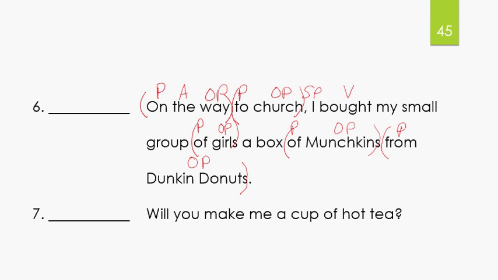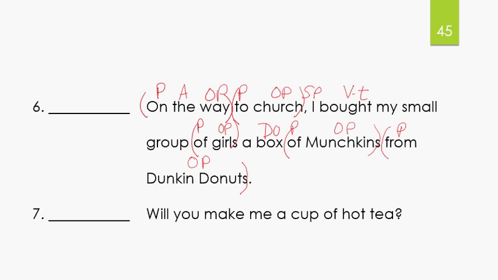Okay? This is why I want you to do the prepositional phrases first and get them out of the way, because if you didn't do that, you might be tempted to answer that question, I bought what? I bought munchkins, and then that would be wrong, right? That would be labeled wrong. So I bought what? I bought a box. Direct object. So change your verb to verb transitive.